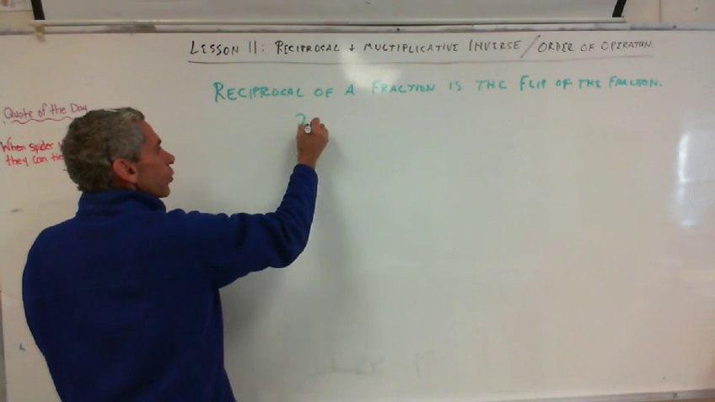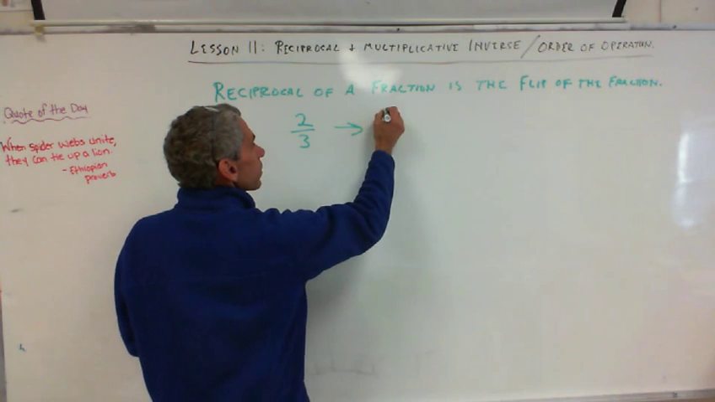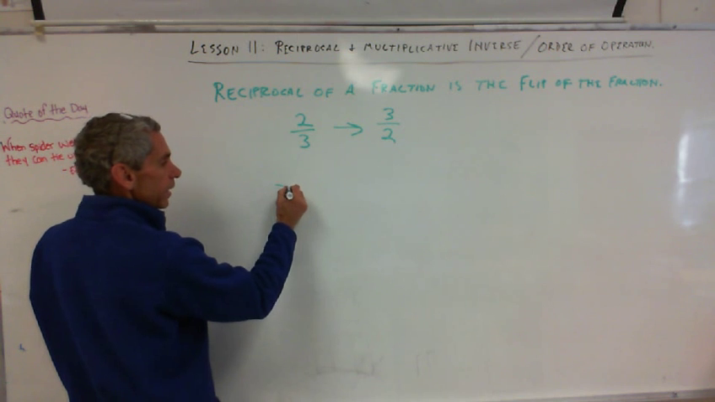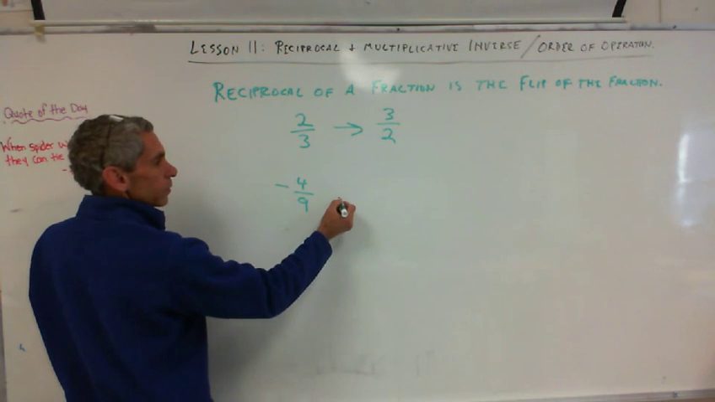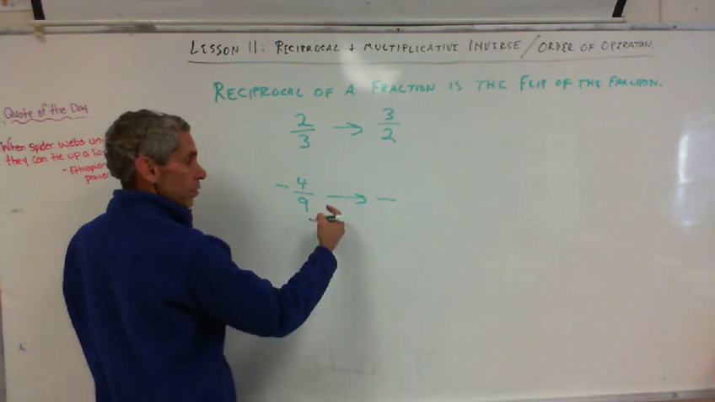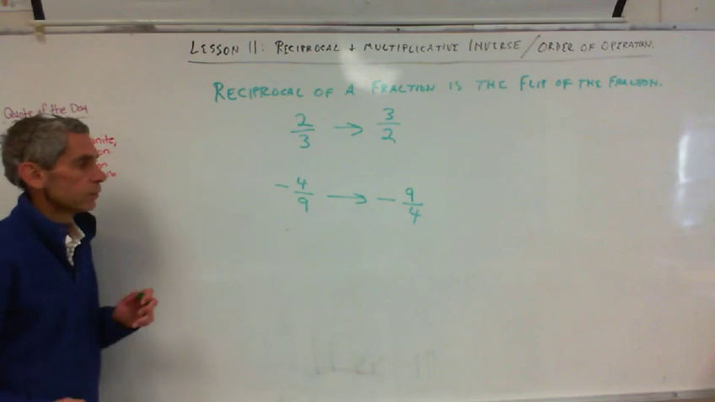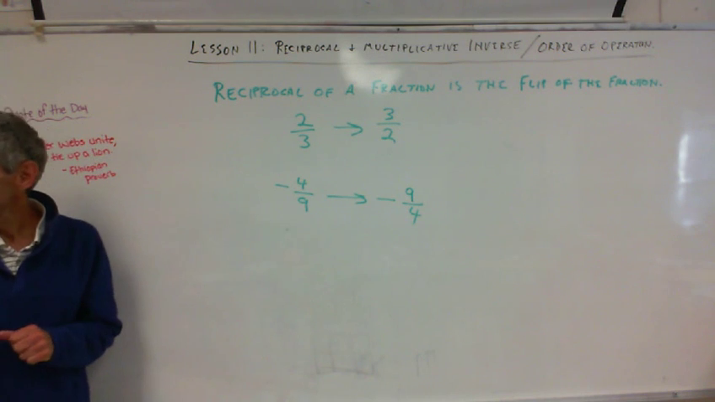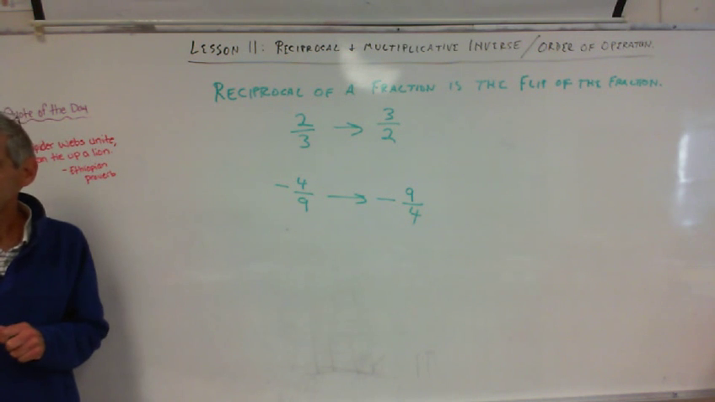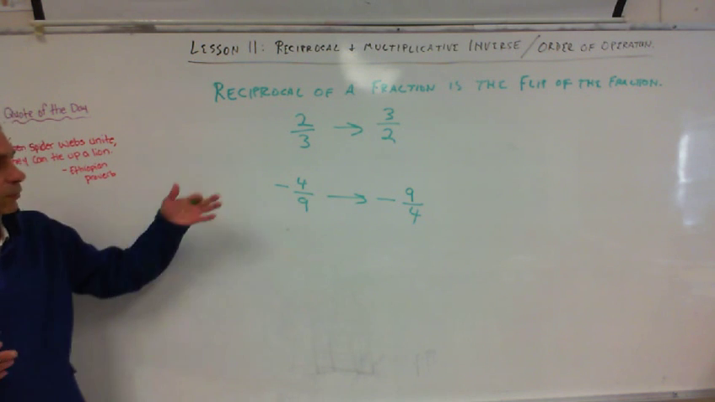So if I had 2/3, the reciprocal is 3/2. If I had -4/9, the reciprocal is still negative, but then you just flip it, right? 9/4. So you guys are clear on that, right? You've probably all learned this. Am I right or wrong? You've all heard the word reciprocal, have you? Okay, so it's pretty clear.